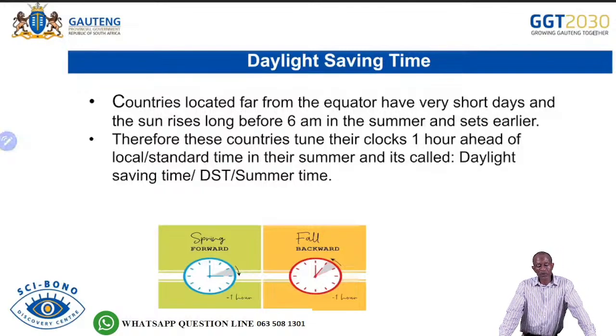One concept that was mentioned in the introduction was daylight saving time. Daylight saving time expresses the notion that countries located far from the equator have very short days and the sun rises long before 6 a.m. in the summer and sets earlier than we know.